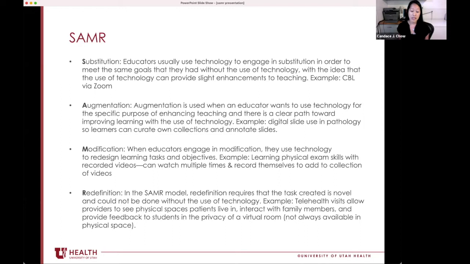And an interesting thing that happened was they found they were also able to provide better feedback to students because they could join a Zoom room and have that privacy online that is often hard to achieve in the clinical environment because space is so limited. So those are examples of how you can redefine your learning task with the incorporation of technology.